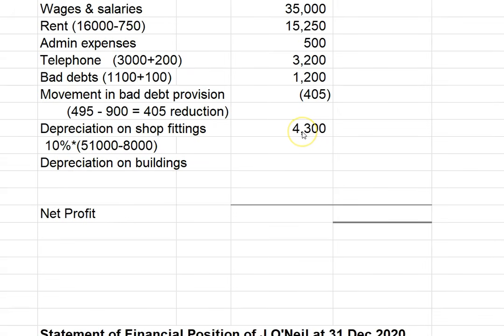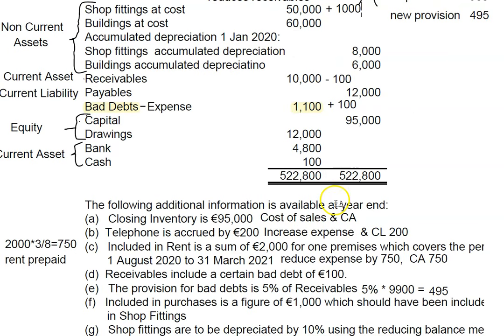So there's the 4,300 in expenses, and we just have to remember to increase the cumulative depreciation up here. When we show the non-current assets, the cumulative depreciation is going to increase on shop fittings from 8,000 to 12,300, because it's got that previous 8,000 plus this year's expense.